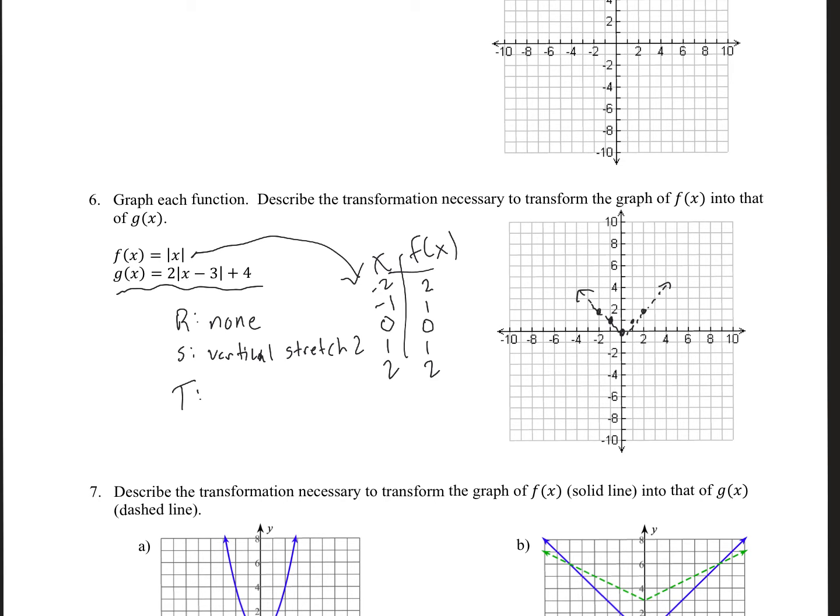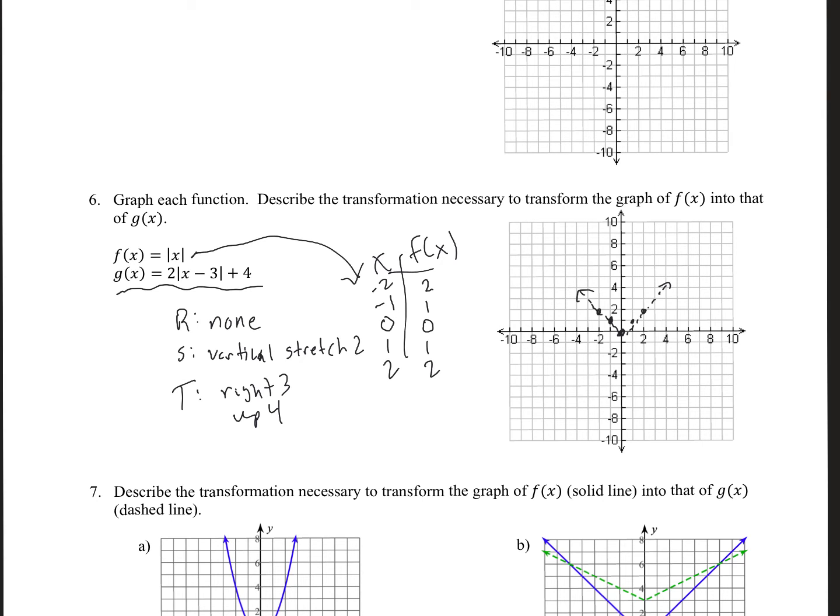All right, and then T stands for translation. Are we moving this left, right, or up or down? Yes. Inside the function there, if you're starting there at 0, 0, and you subtract 3, you'd think you'd move it 3 to the left. Nope, you actually move it 3 to the right. And then on the outside there, there's a +4. That either means up or down. Since it's +4, we're going to move it up 4. So vertical stretch of 2.